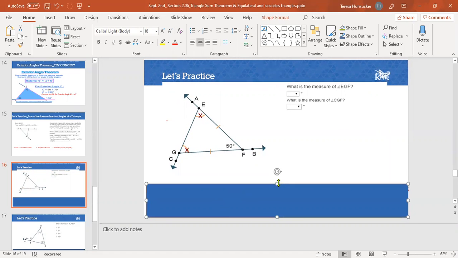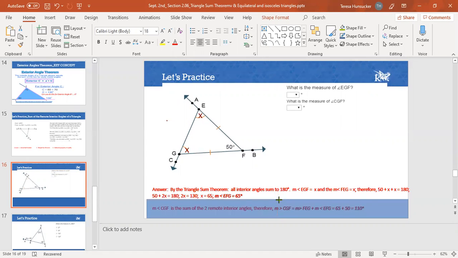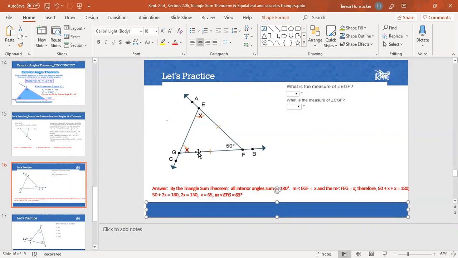All right, so to solve for X, you're going to say X plus 50 is 180, okay? And you can solve it. So 50 plus 2X equals 180. Subtract 50 from 180, get 130. X is 65. So EFG is X, it's 65. As well as EGF. They're both 65 because they're congruent. All right. And so is this one.